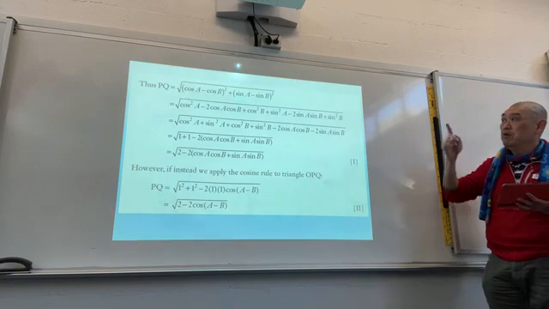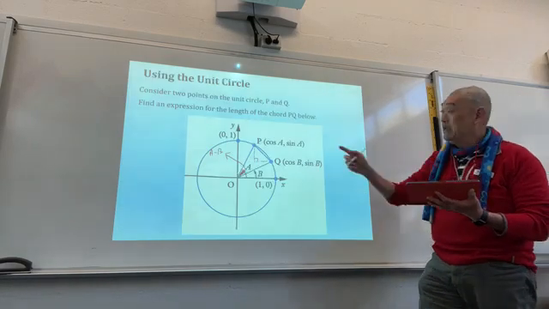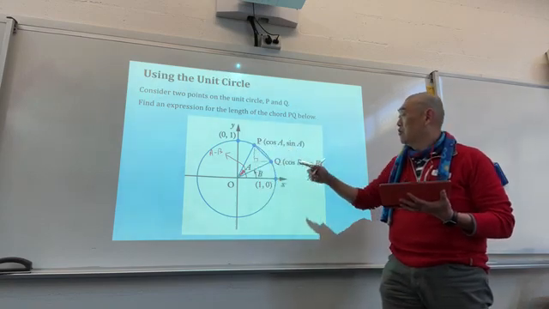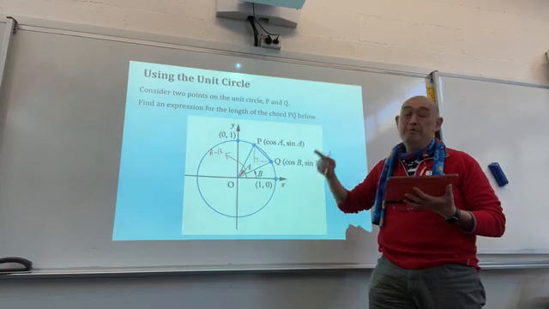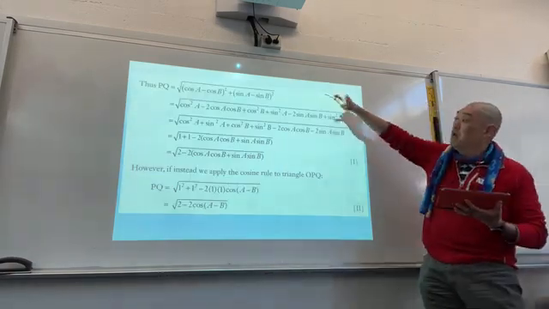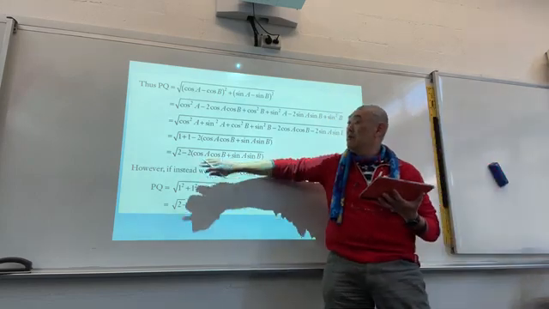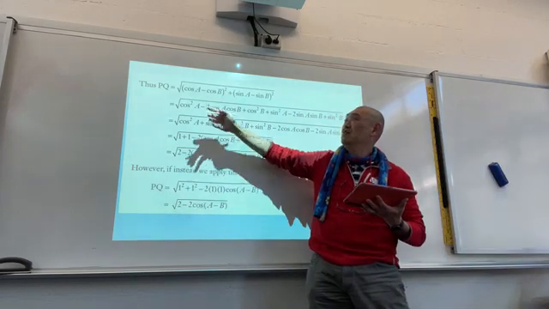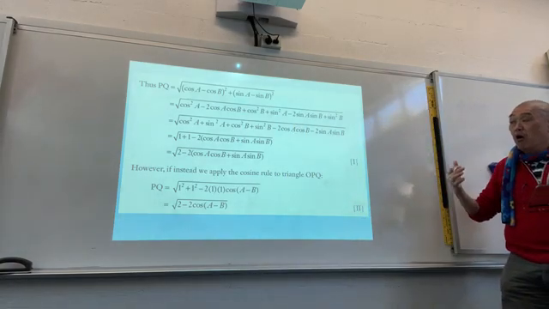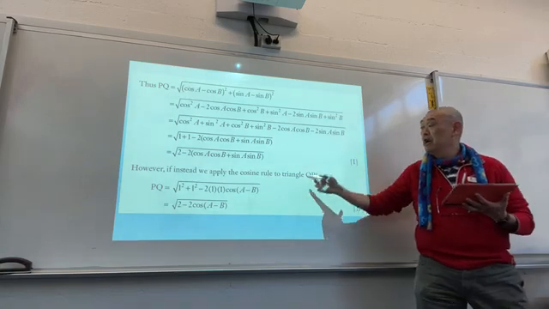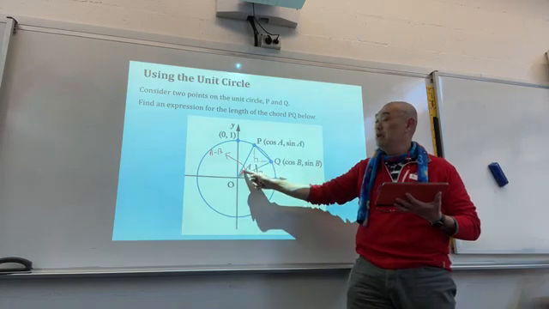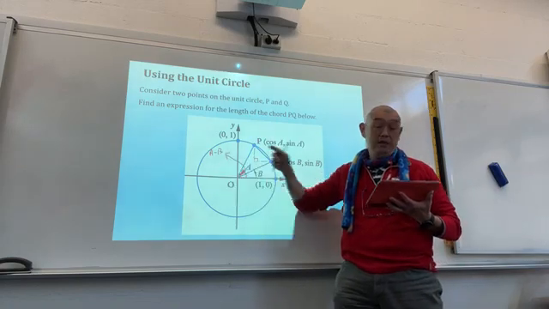Starting off with Pythagoras' theorem, PQ squared is (cos A minus cos B) squared plus (sine A minus sine B) squared, because it's the horizontal distance and vertical distance. And you can work it out until you stop here. So expand it, (cos A minus cos B) squared, and so on. Then we can apply the cosine rule to triangle OPQ, knowing that this angle is A minus B. What is cos(A minus B)?